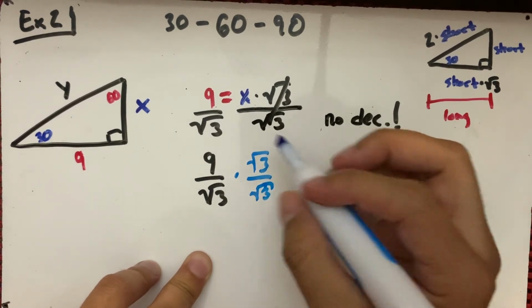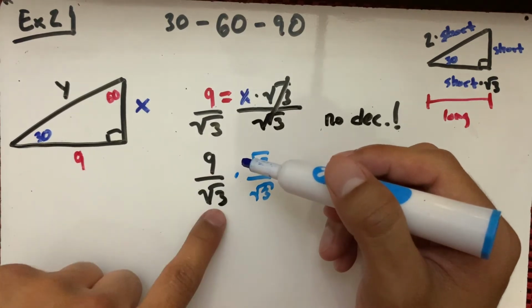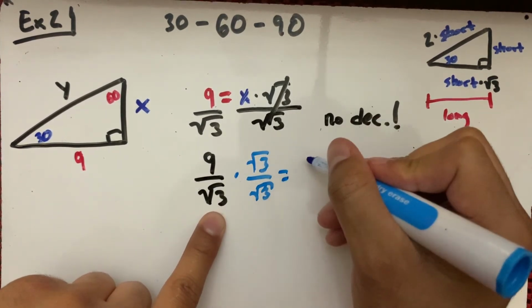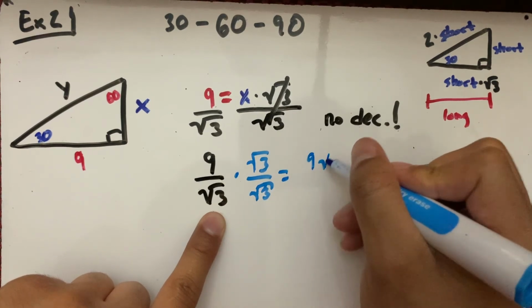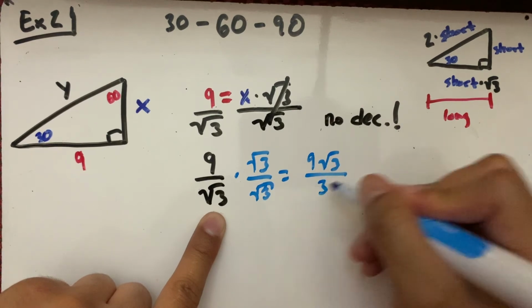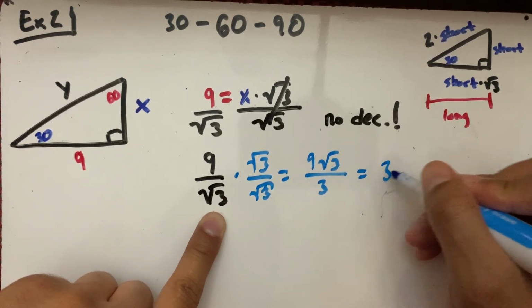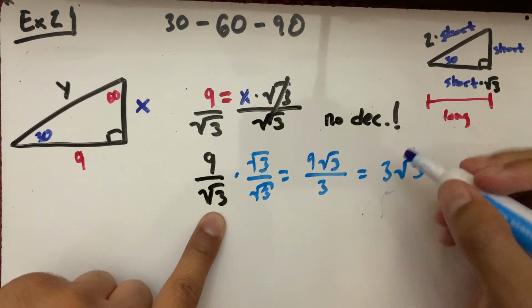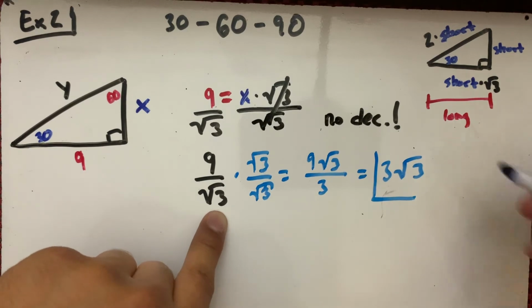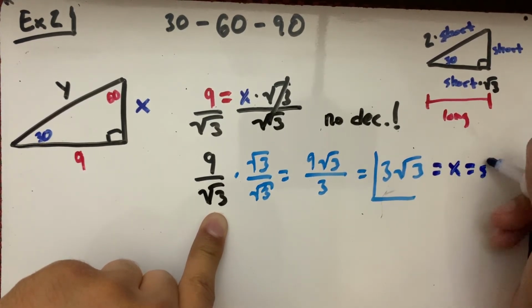All right, and if this was the square root of 5, then you would multiply by the square root of 5. But because this is square root of 3, we multiply everything top and bottom by the square root of 3. And that's going to give us 9 square root of 3 over square root of 3 times square root of 3, which is just 3. And then you simplify that down, 9 divided by 3 is 3, so 3 square root 3. All right, and this is the length, and this is all equal to the short side. So this equals x, which is equal to the short side.